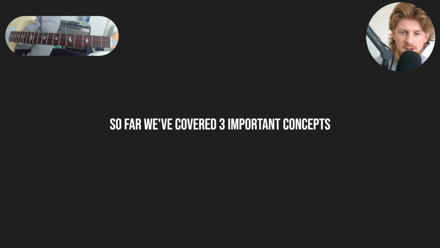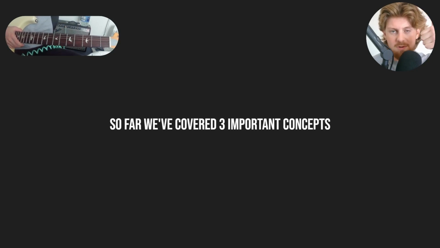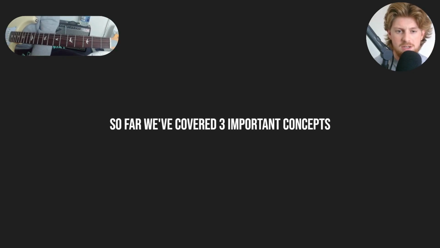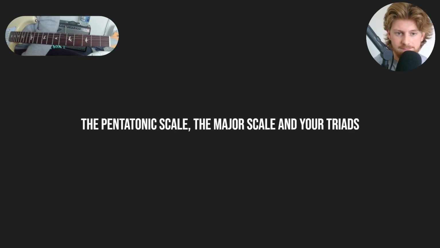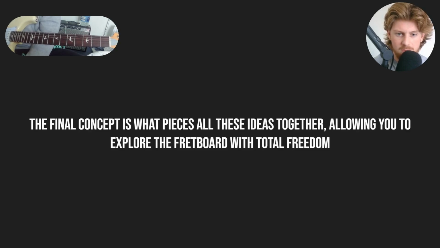So far we've covered 3 really important concepts. If you don't know what you should be learning on the guitar right now, make sure you're comfortable with the 5 positions of the pentatonic scale, the 3-note per string major scale, there's 7 positions of that, and learning your triads. These are 3 things that you should be learning and making sure that you have a good understanding of, regardless of what genre you're playing. So yeah, pentatonic scale, major scale, triads.